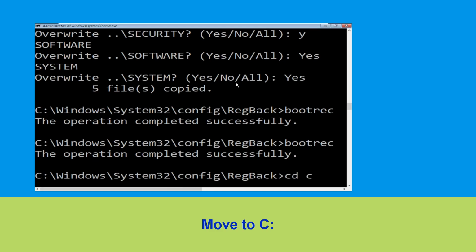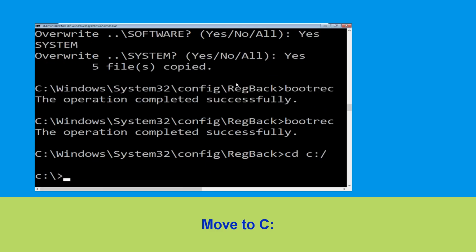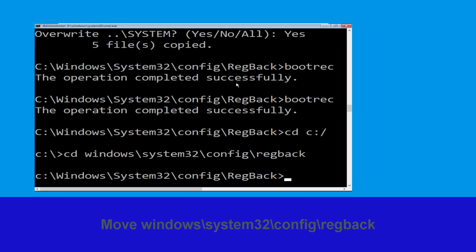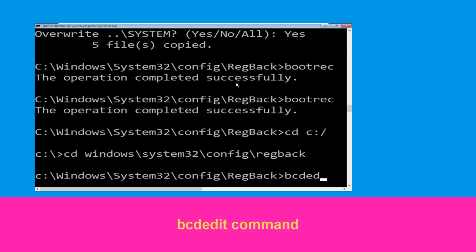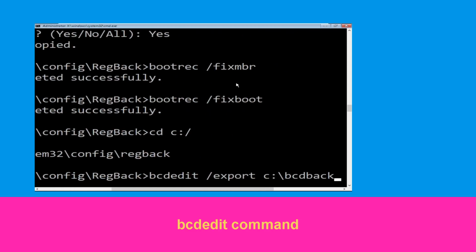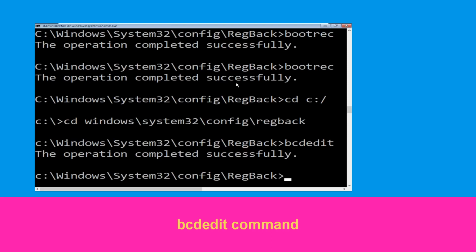Now execute this command cd c:\. Let's execute this command. Type cd Windows\system32\config\regback. Then simply we need to hit enter to execute this command. Type bcdedit /export c:\bcdbackup and simply hit enter to execute this command.